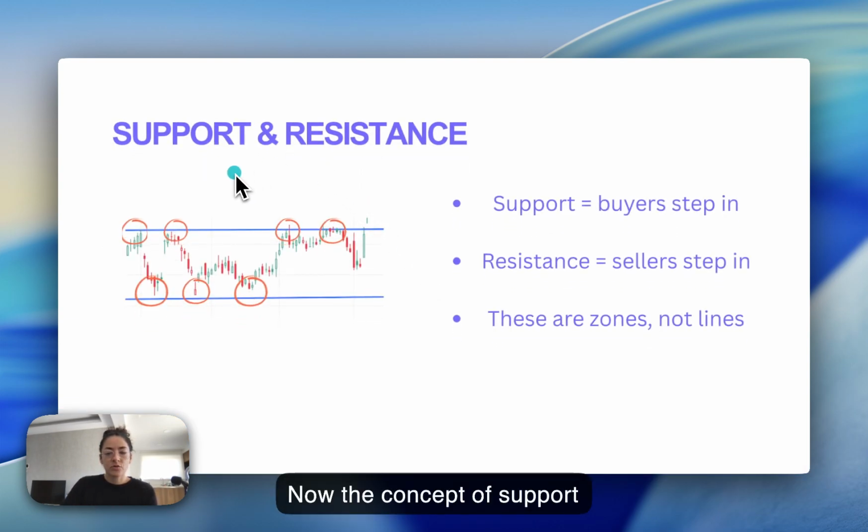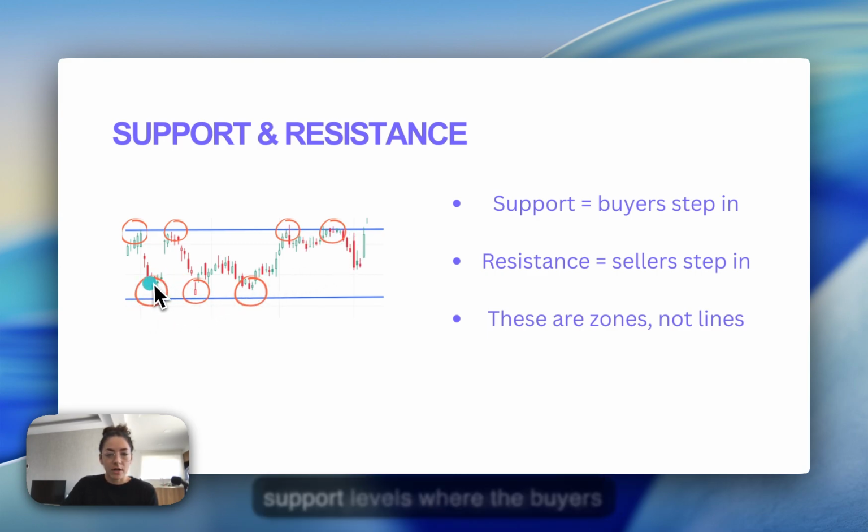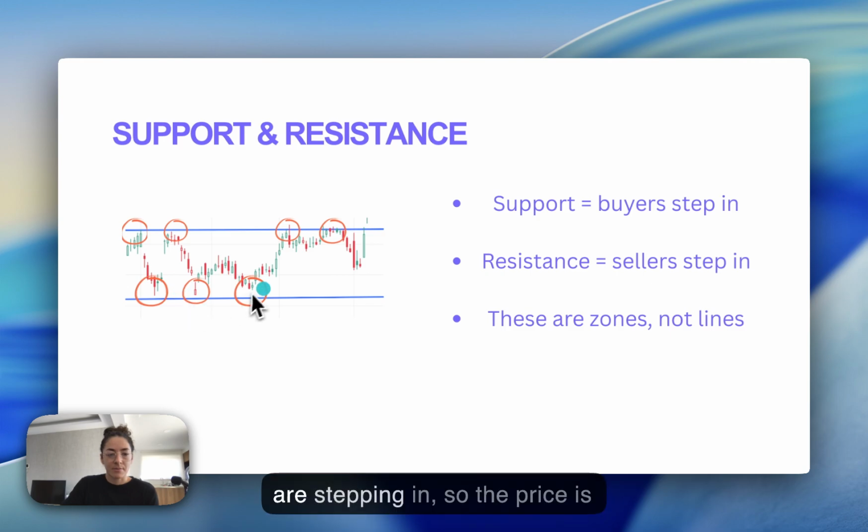Now, the concept of support resistance here is really important. You could see in the circles, we have resistance area where the sellers are stepping in. So the price is moving up here and the sellers are saying no, no, no, and no. When you have instead here support levels where the buyers are stepping in, so the price is moving down and the buyers step in and say no, and the price moves back up. Here is a sideways movement, so we have a range.